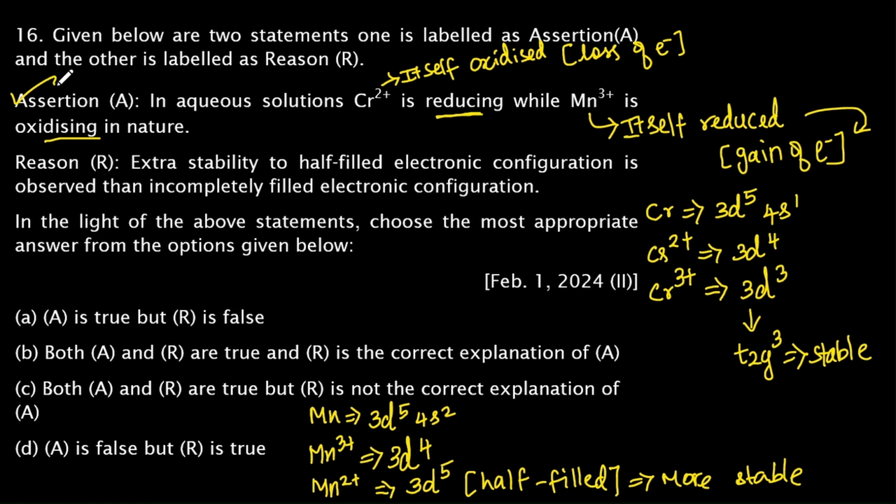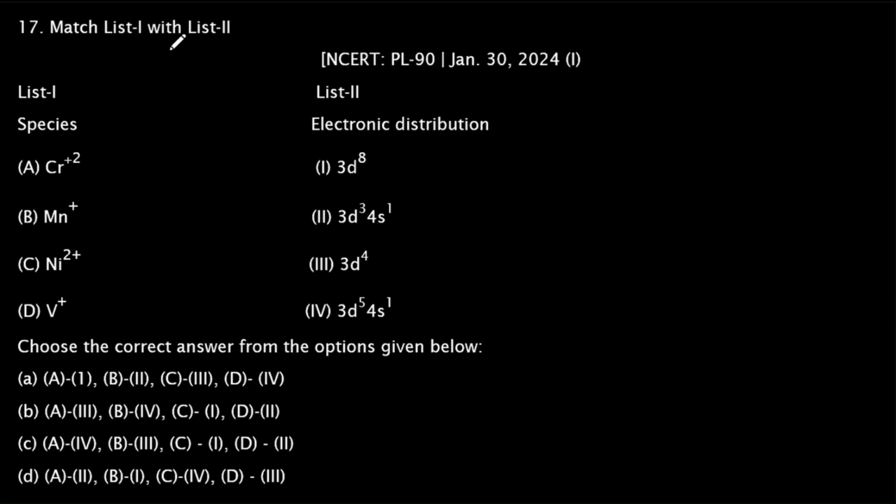So the assertion is true. And what is the reason? Extra stability of half-filled electronic configuration is observed. So in case of Cr3+, half-filled t2g energy level configuration, and in case of Mn2+, half-filled d orbital configuration, both are stable. So assertion and reason both are true, and the reason is the correct explanation of the assertion. So the correct answer option is: both A and R are true, and R is the correct explanation of A. Option B is correct.